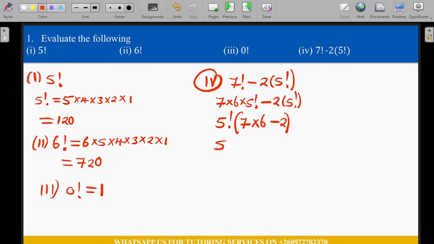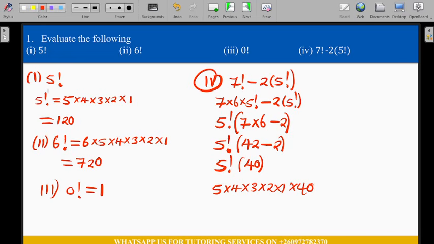So now we have 5 factorial open 7 times 6, that's 42, minus 2. So now we have 5 factorial open 42 minus 2, we get 40. Okay. So now we'll evaluate 5 factorial, which is 5 times 4 times 3 times 2 times 1, then times 40. If you remember the first question, 5 factorial is 120. So we multiply it with 40.